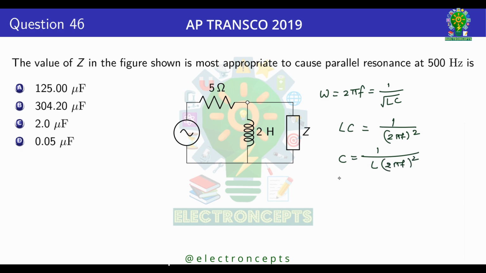Substituting the parameter values in this equation, we get C is equal to 1 by L, which is 2 Henry, into (2 pi, frequency given as 500 Hz) square. Solving this, we get the capacitor value C is equal to 0.0506 microfarad. Therefore, option D is correct.